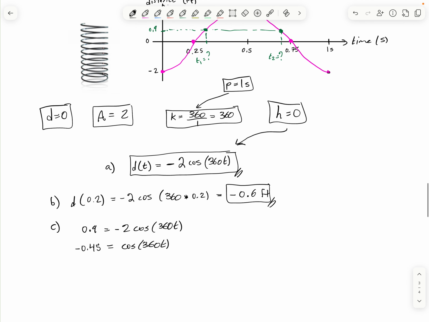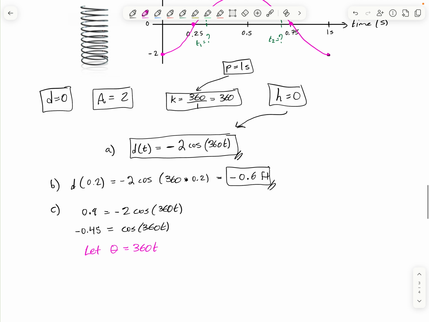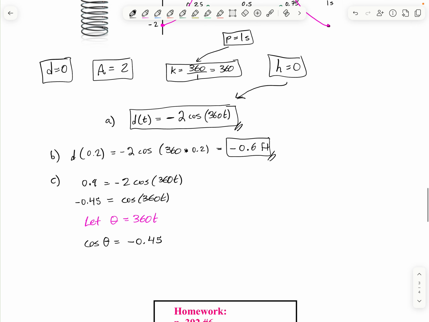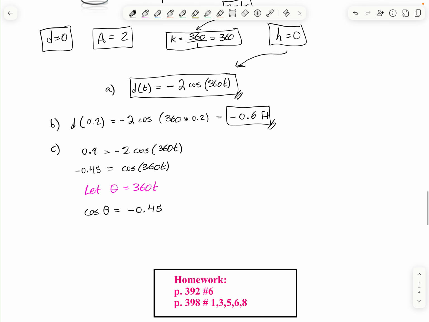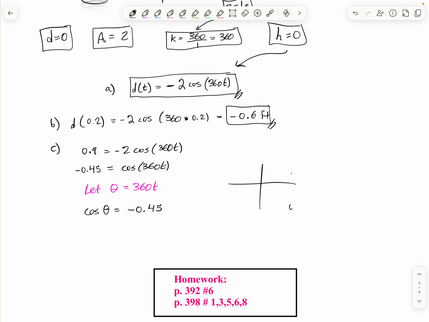All right. And so now, like we did in a previous problem, I'm going to let theta equal 360t, just so it's easy. So I get cos of theta is equal to negative 0.45. So now I'm just trying to figure out what theta is. If you think about this, using CAST, theta is negative in quadrants 2 and 3. So here and here, right?